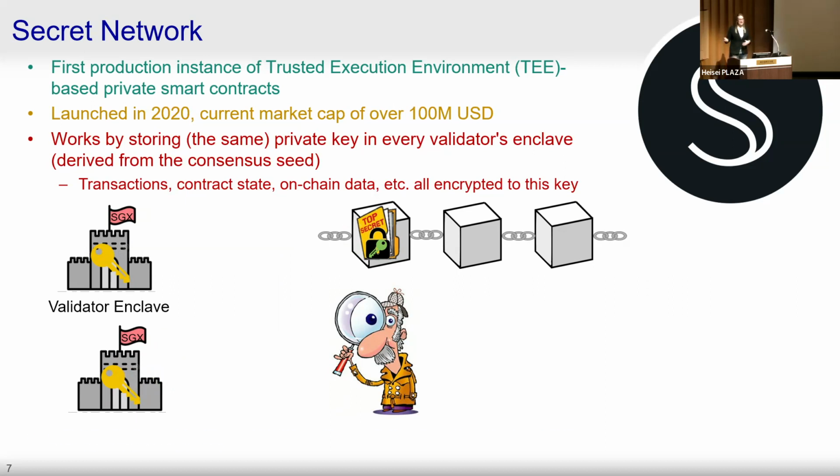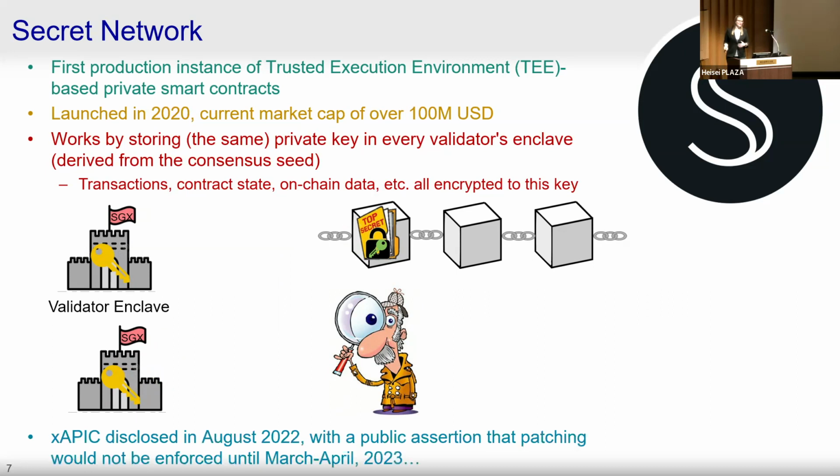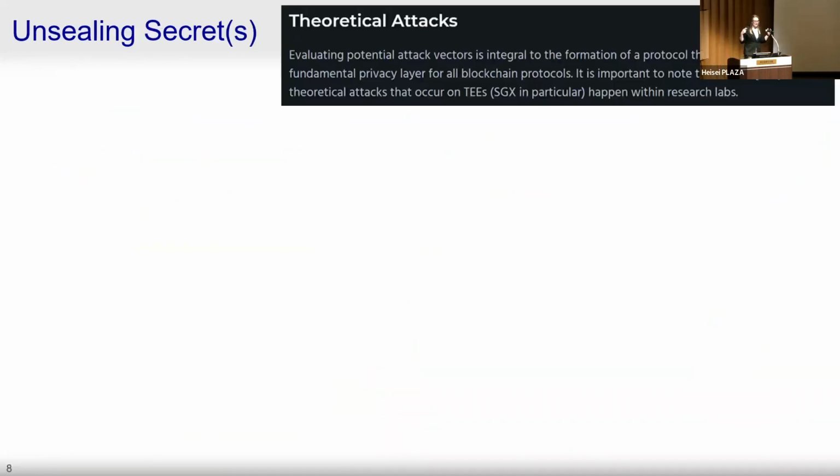Secret had been running along, doing this system. And then in August of 2022, xAPIC was disclosed, with a public assertion that patching wouldn't be enforced by IAS until March or April of 2023. We'd already been working on this project, looking at PowerDVD and things like this, but this got us thinking: what can we do? We have this gap between disclosure and enforcement. Would we be able to get a validator node up and running on a system that passes the IAS attestation process but is still vulnerable to xAPIC? And if we did, what might we be able to extract and what might the consequences be? So this is exactly what we set out to do.